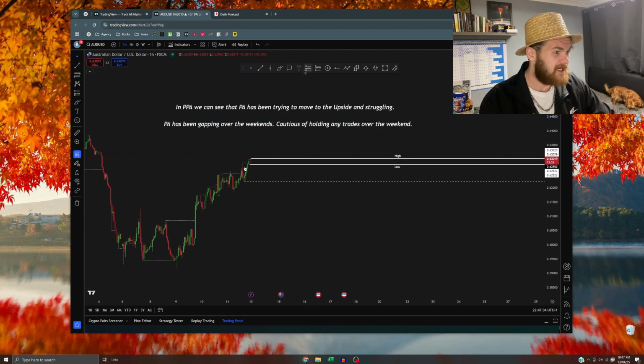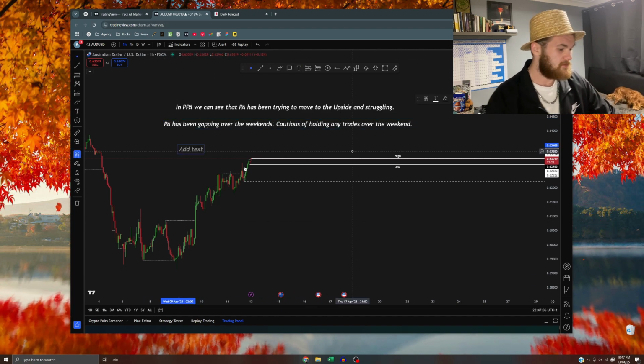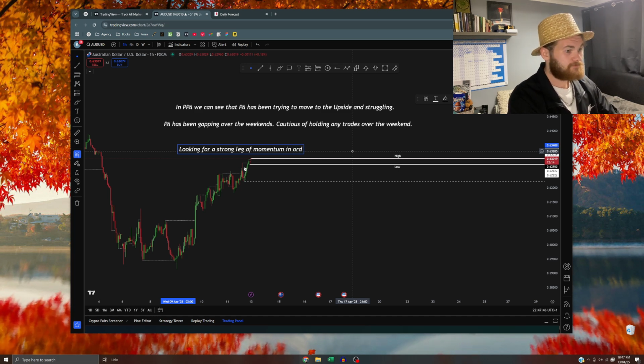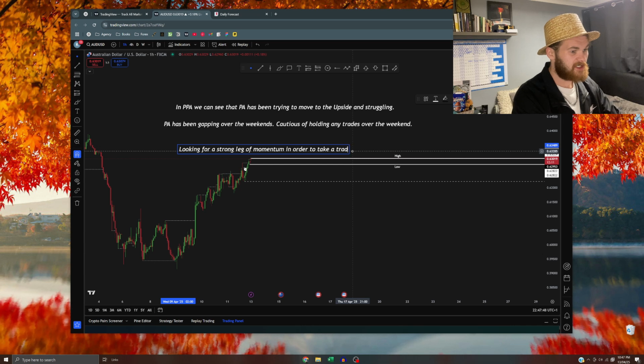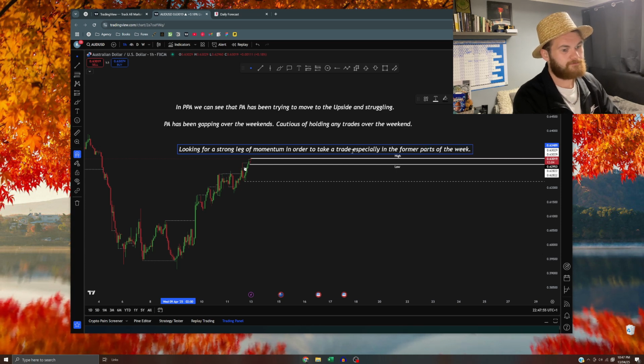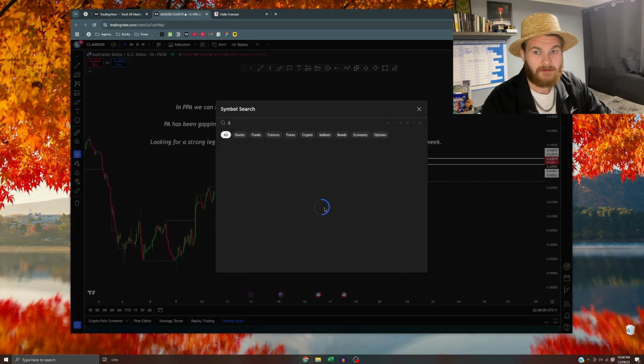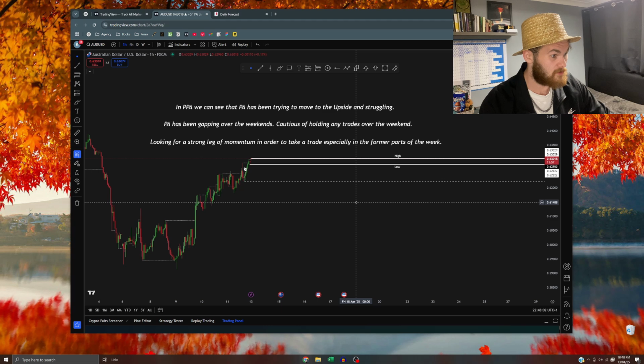Like so, and then I'm just going to note looking for a strong leg of momentum in order to take a trade, especially in the former parts of the week, like so. And then I'm just going to do a screenshot of this now by clicking Ctrl-Alt-S, after I do a quick drawing on here for you guys, AUD USD.